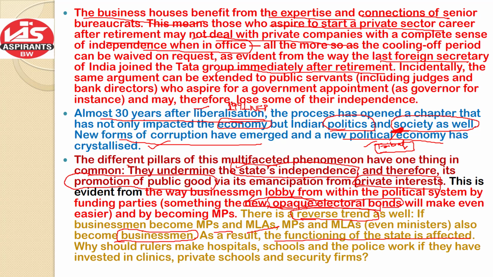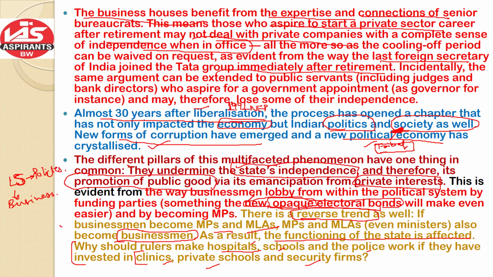So it's obvious, सी बात है ना, जो लोग हैं वो हमारी लोकसभा में बैठे हैं पॉलिसीज बनाने के लिए, ठीक है, उनका एक्सक्लूसिव काम होना चाहिए कि वो इंडिया के लिए गुड पॉलिसीज बनाएं, ठीक है। अब अगर वो बिजनेस में पड़ जाएंगे तो वो अपना ही प्रॉफिट सोचेंगे ना, तो वो लोगों का क्यों प्रॉफिट सोचेंगे, ठीक है। So that is how the author concludes the line by saying that why should rulers make hospitals, that is public hospitals, public schools and the police work if they have invested in the clinics, private schools and security firms, okay, they have invested in the private sector.